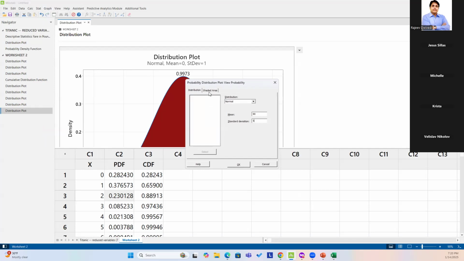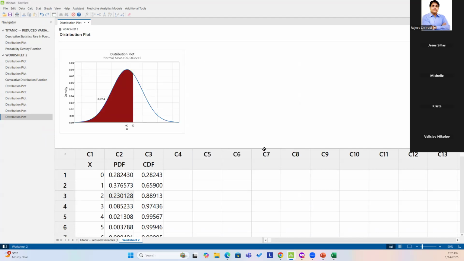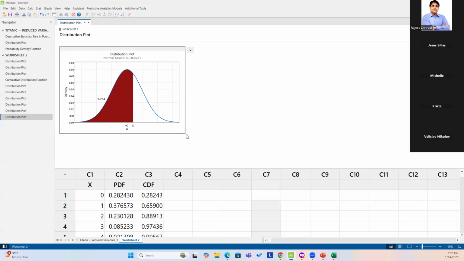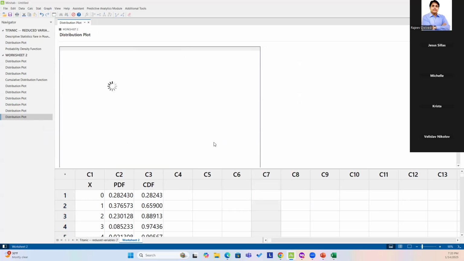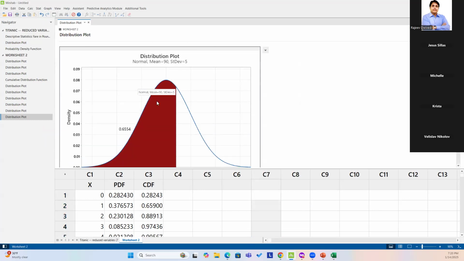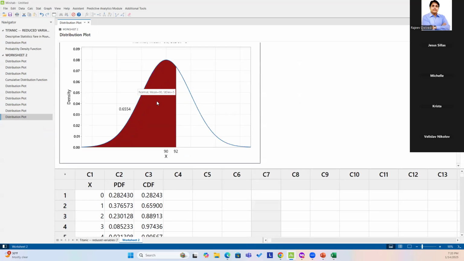Now I want to check, if I score, let's say, 92, in what percentile I will be. So when I look into this, since 90 is already the mean, this is the 65 percentile. My score will be in the 65 percentile.